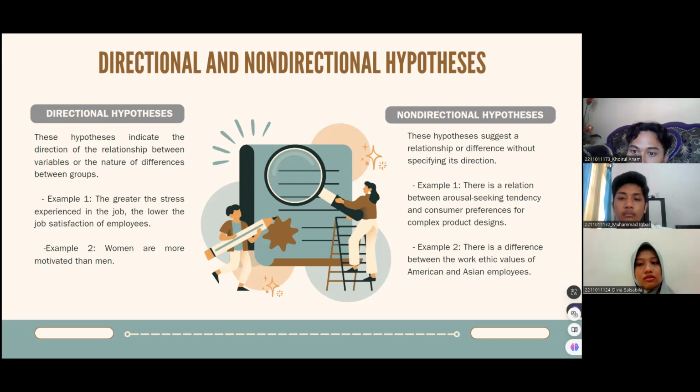And the second point is non-directional hypothesis. This hypothesis suggests a relationship or difference without specifying its direction. For example, there is a relation between arousal-seeking tendency and consumer preference for complex product design. And for example two, there is a difference between the work ethic values of American and Asian employees.